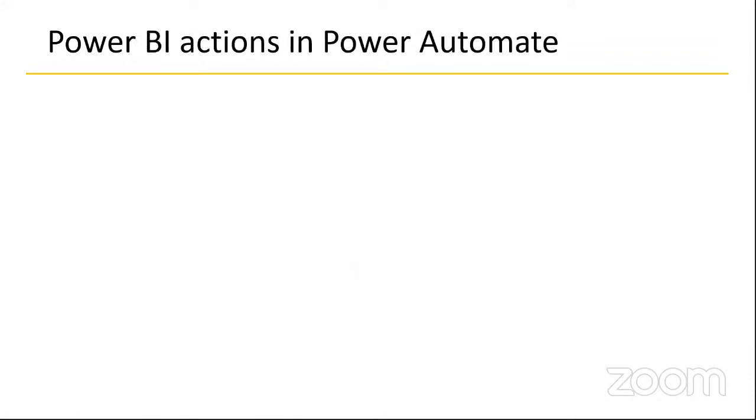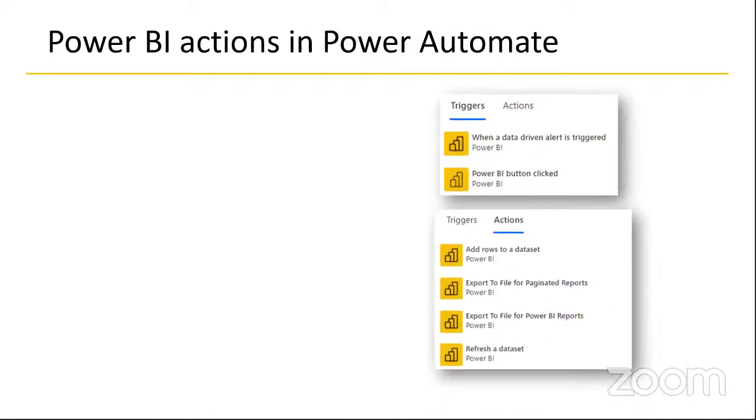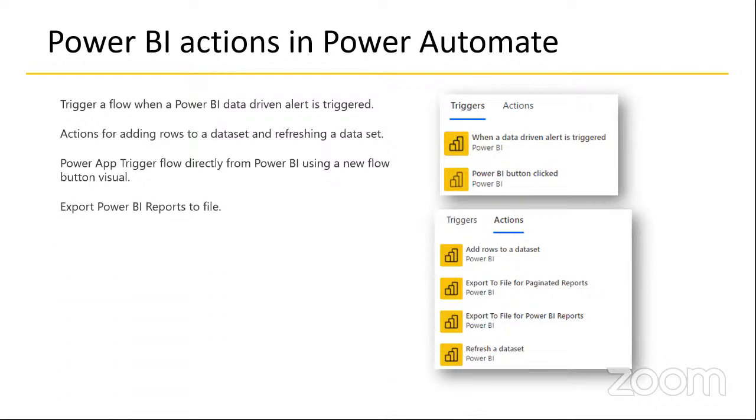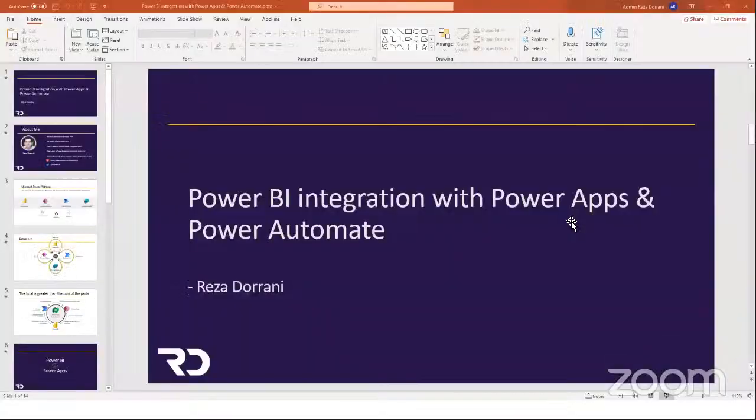On the other side, we can bring in data from Power BI inside Power Automate. And for that, we have the following triggers and actions that are provided for us. We can trigger a flow when a Power BI data-driven alert is triggered, or we can trigger a flow directly from Power BI when the user clicks on a button inside the Power BI report. We have a lot of actions where we can add rows to a data set. We can export the Power BI reports directly to files. So these are the integration capabilities that are provided for us within this platform.